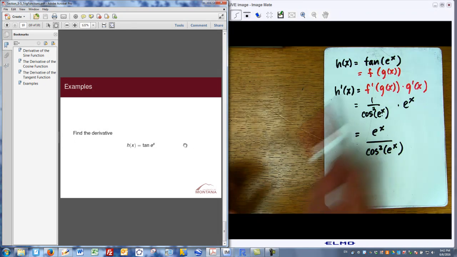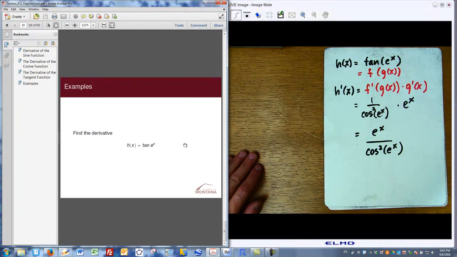Again, a quick graphical check in Desmos would be worth the effort. Okay, well that's about all I wanted to show you about derivatives of trigonometric functions.